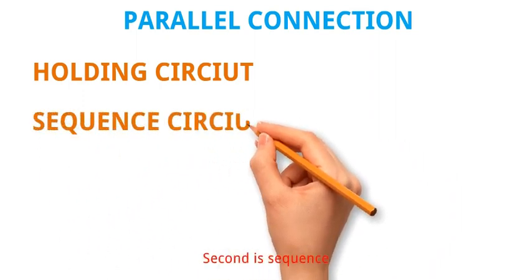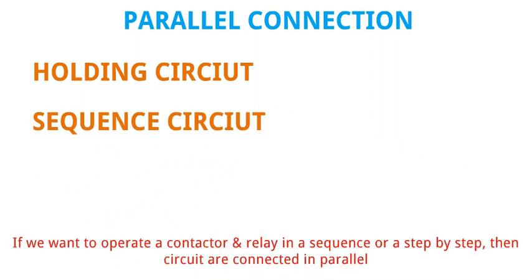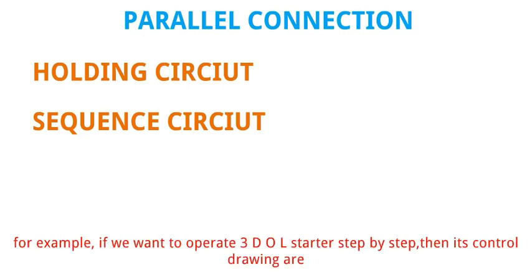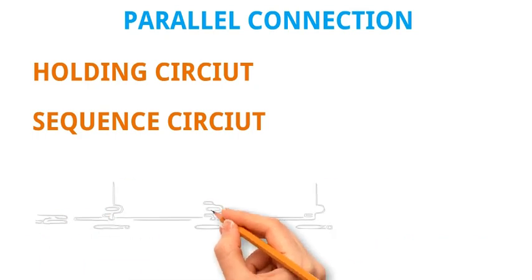Second is sequence. If we want to operate a contactor and relay in a sequence or step-by-step, then circuits are connected in parallel. For example, if we want to operate 3DOL starter step-by-step, then its control drawing is like this.